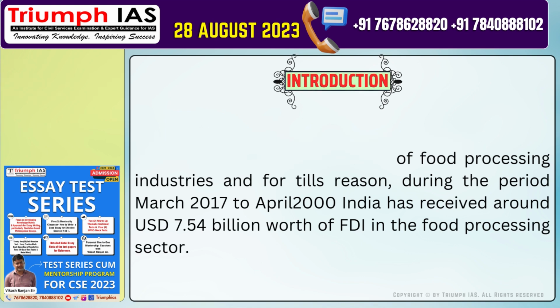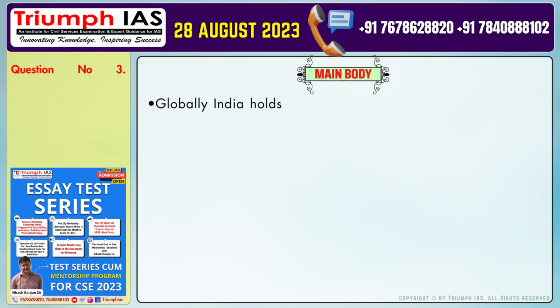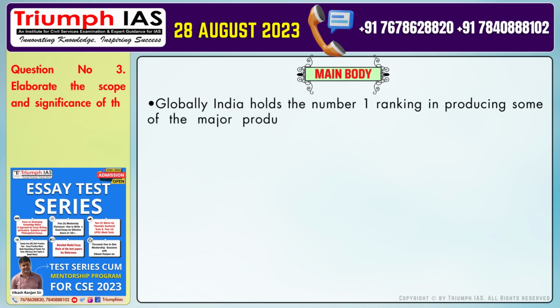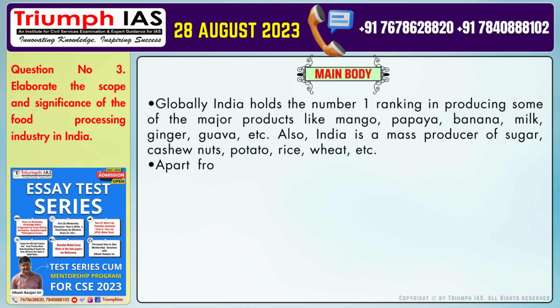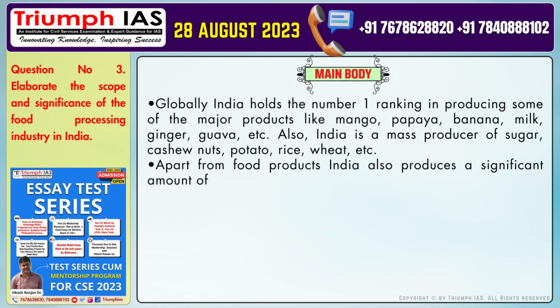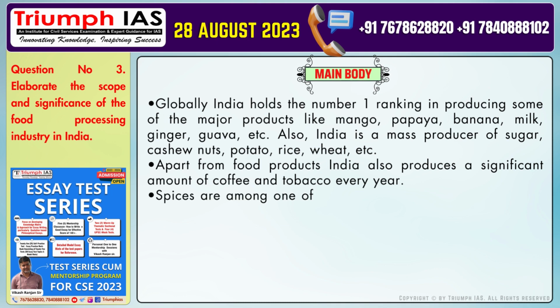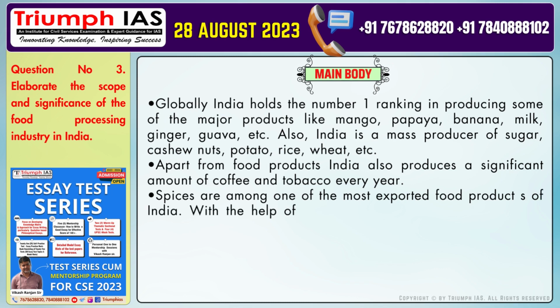The main body of the answer should be Number 1. Globally, India holds the number 1 ranking in producing some of the major products like mango, papaya, banana, milk, ginger, guava, etc. Also, India is a mass producer of sugar, cashew nuts, potato, rice, wheat, etc. Number 2. Apart from food products, India also produces a significant amount of coffee and tobacco every year. Number 3. Spices are among one of the most exported food products of India.